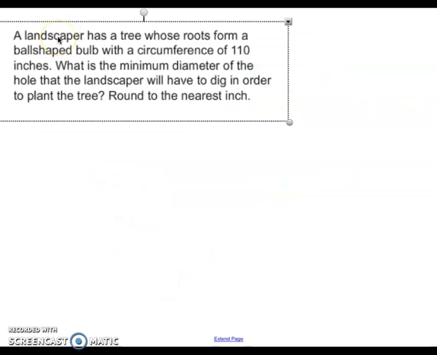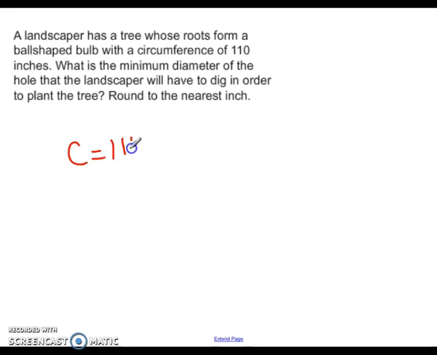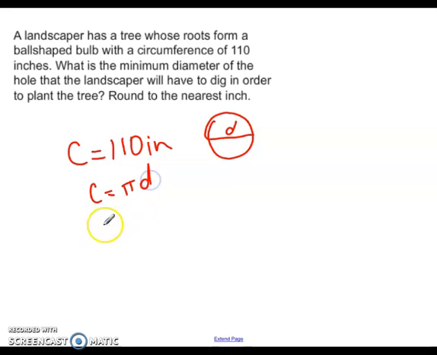The next example is a landscaper that has a tree whose root forms a ball-shaped bulb with a circumference of 110 inches. So we know the circumference is 110 inches. We want to know the minimum diameter of the hole. So if this is the hole, we want to know the minimum diameter that he will have to dig to plant the tree. So circumference equals pi times the diameter. We know the circumference is 110. We don't know what the diameter is.